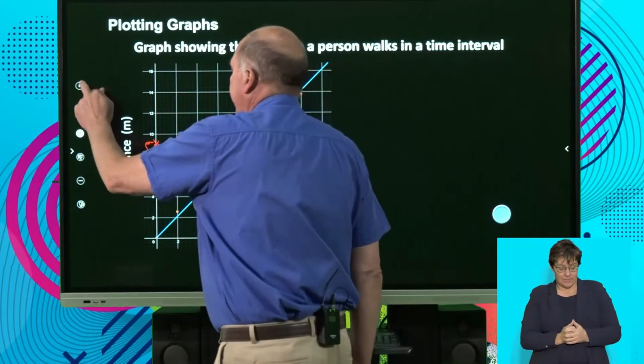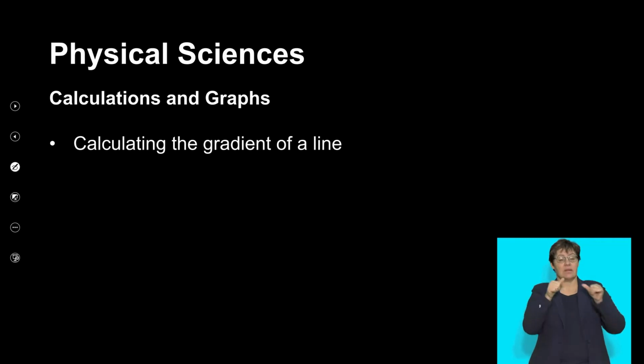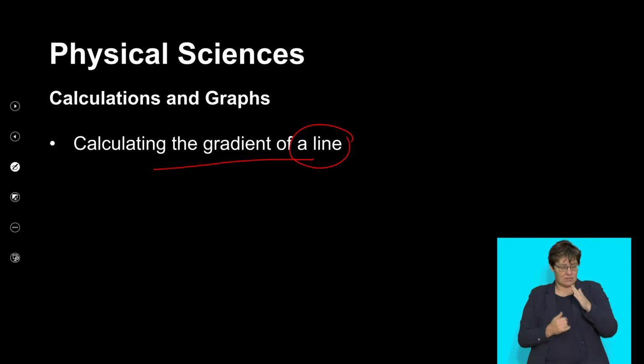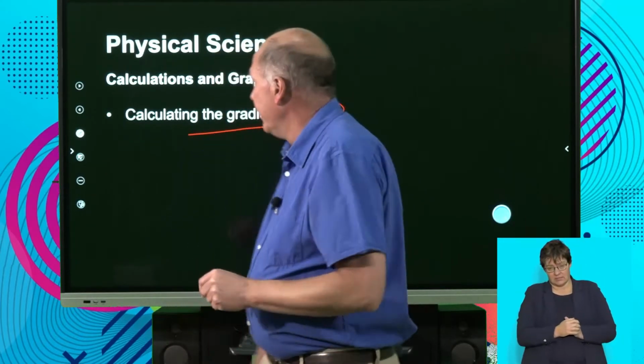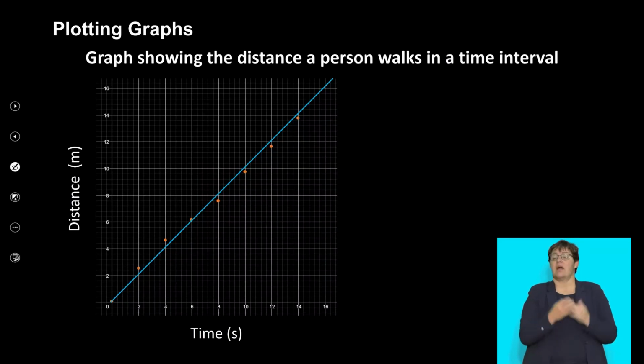The next thing that we often have to do is the calculation of the gradient of a line. Now, we don't have to do the calculation of the gradient if it's not a straight line that is very clear and obvious in terms of the best fit curve or the best fit line. But calculating gradient is not something you can just do in your head. You have to show it on the graph. So again, if you've got a graph like this, how do we actually get the gradient sorted out?